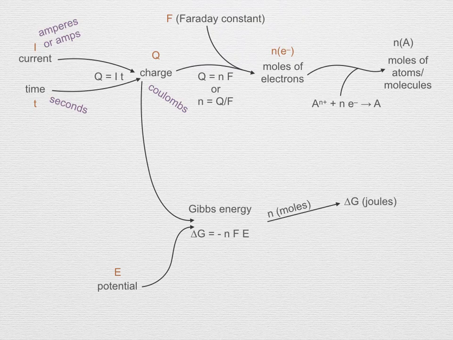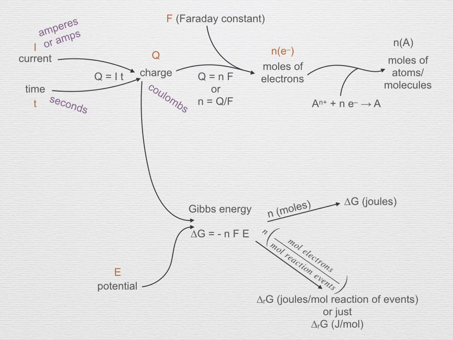Another approach, however, is to discuss a particular reaction. When the reaction equation is balanced, the number of electrons, N, exchanged in that reaction, as written, would have units such as moles of electrons per mole of reaction events. Then the calculation would produce units for delta G to be joules, or kilojoules, per mole of reaction events, which is the Gibbs energy change for the reaction. We might write it as delta sub R G.